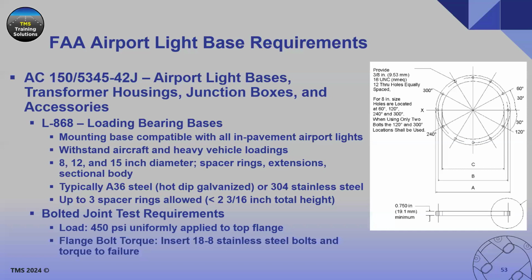Now, different manufacturers can use different materials to make it. Typically, they're made of A36 mild steel that is then galvanized, or you can also typically get a 304 stainless steel base can. So those are the different materials. At the airport, you're allowed to use up to 3 spacer rings as long as the total height is less than 2 3/16 inches. So that creates some additional faying surfaces and movement and longer bolts within the joint.